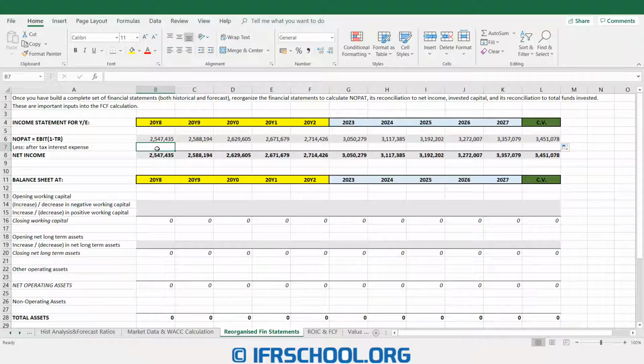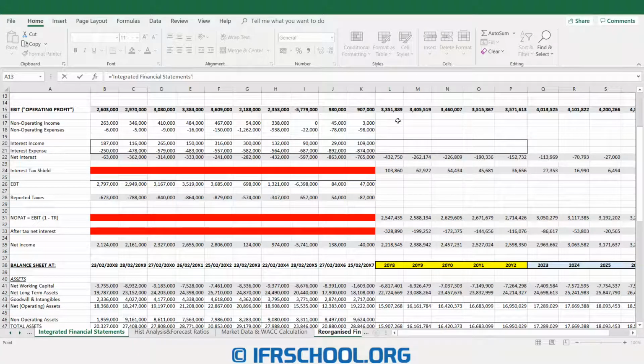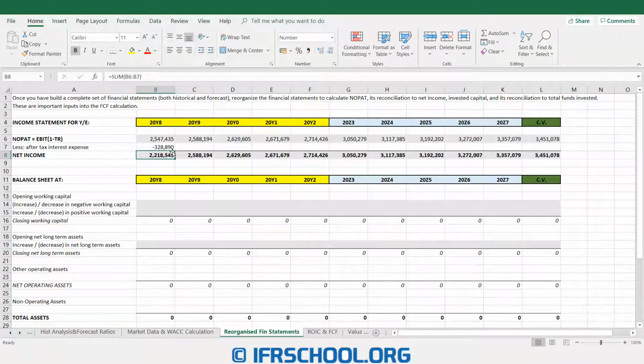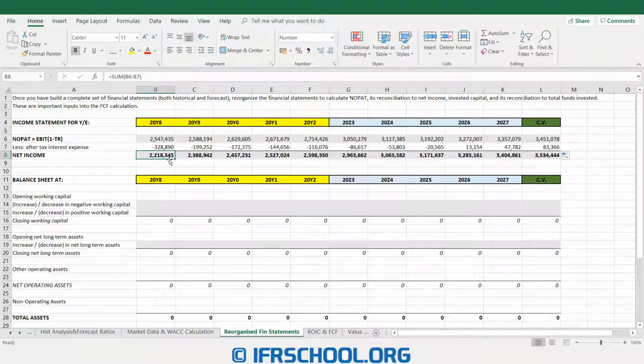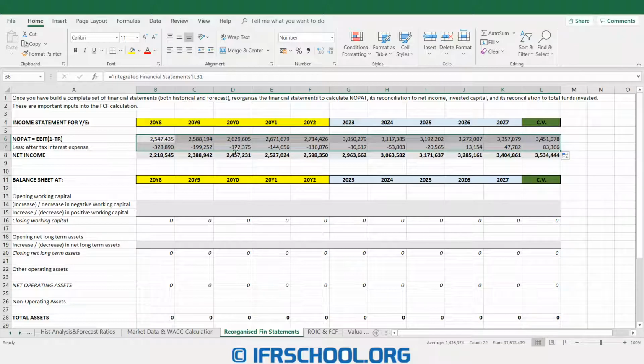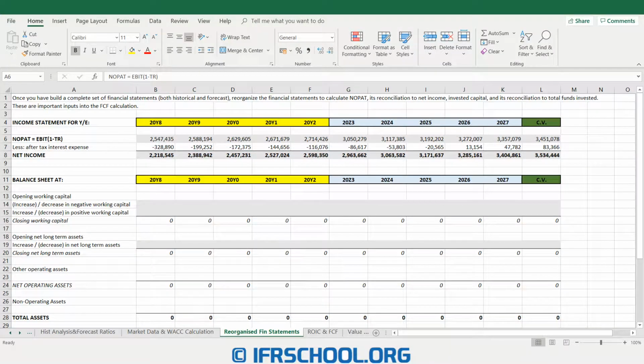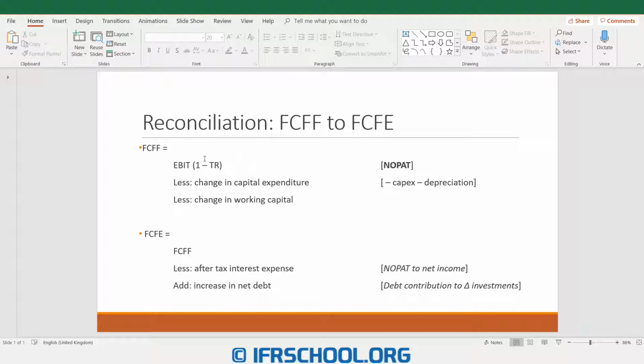We populate the after-tax interest expense cells by referencing after-tax interest expense in the integrated income statement. NOPAT less after-tax interest expense gives us net income. We've already prepared two of the components we need to calculate the free cash flow measures. We have NOPAT and we have after-tax interest expense.